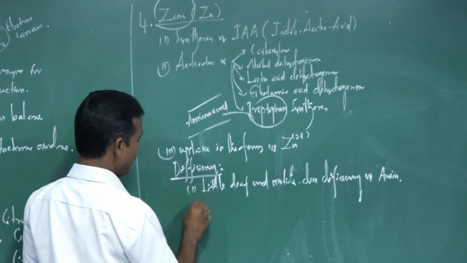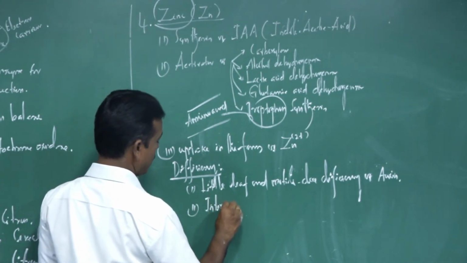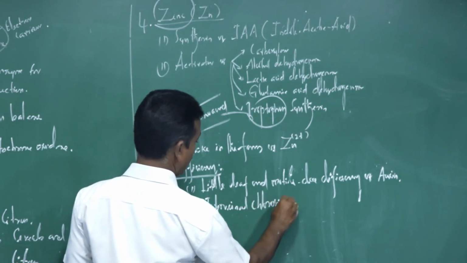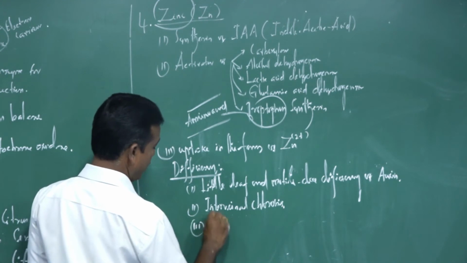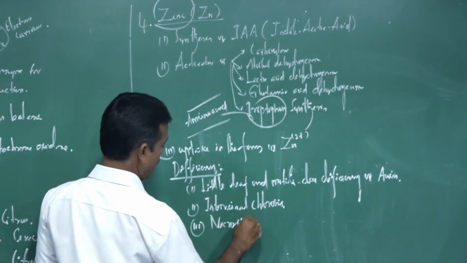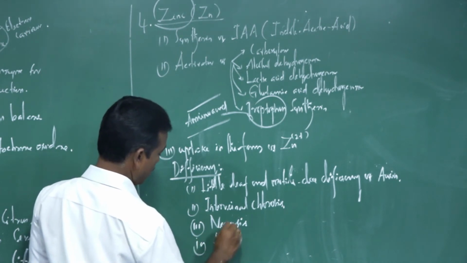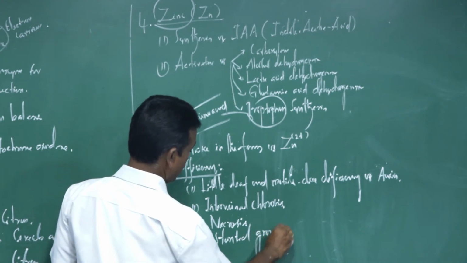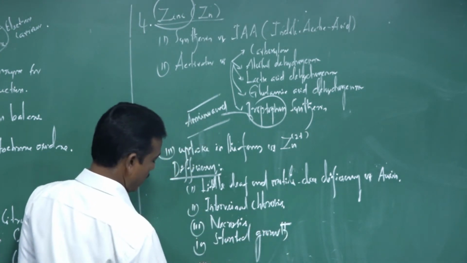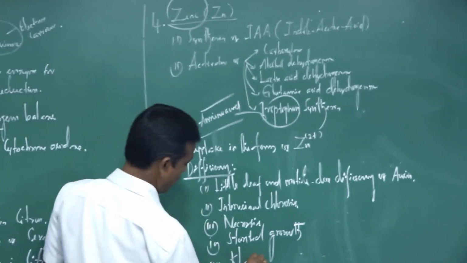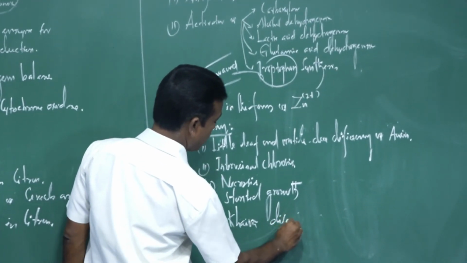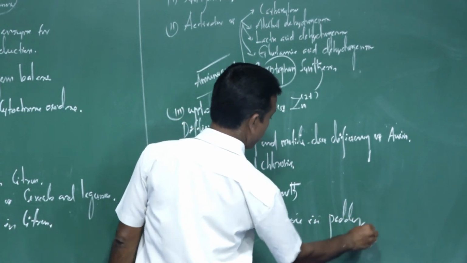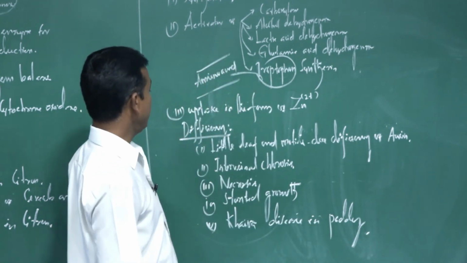Second thing, interveinal chlorosis. Third thing, necrosis. Fourth thing, stunted growth. Fifth one, Khaira disease in paddy. So those are the things responsible for deficiency of zinc.